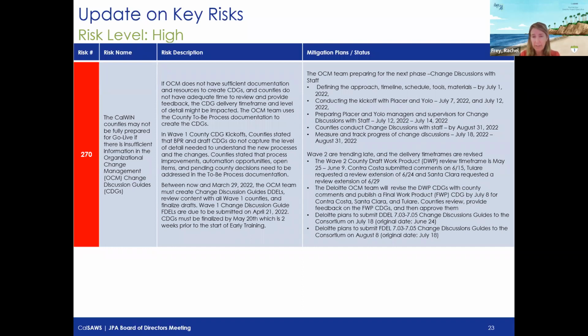Santa Clara and Contra Costa have provided us with some feedback on the version of the change discussion guides that they had received this past week. That requires us to do a couple of things. One, Santa Clara, there were a set of comments that the team did miss and not incorporate as part of their updates provided to the county.